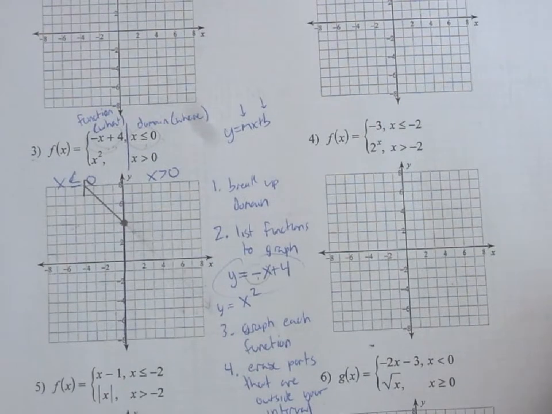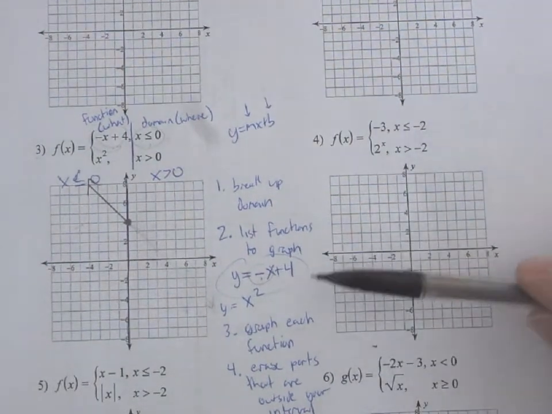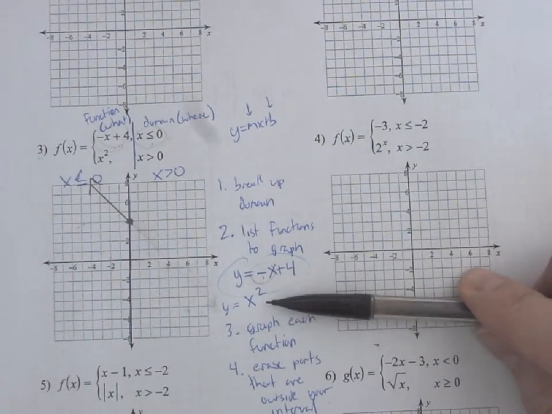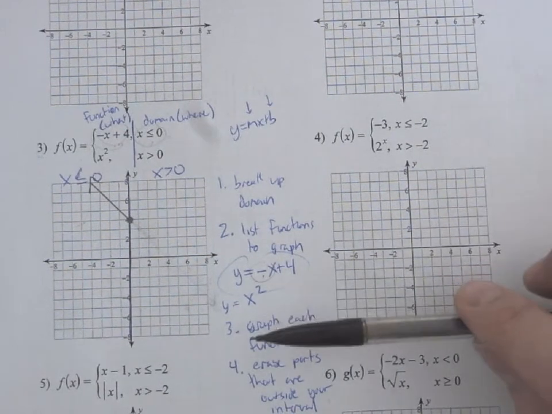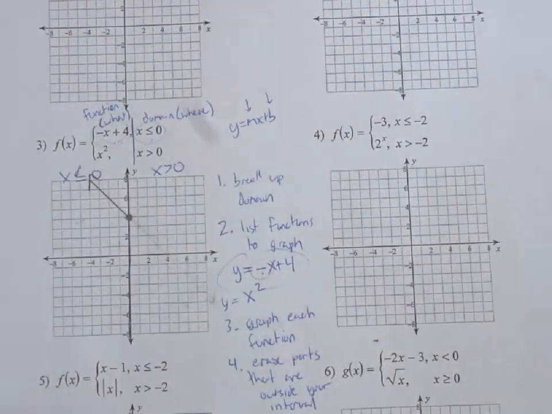Okay, cool. Now I'm going to go back and do it again. So go back to step 2, and I need to graph y equals x squared, right? So in order to graph some of these, you're going to have to know what these functions look like, okay?